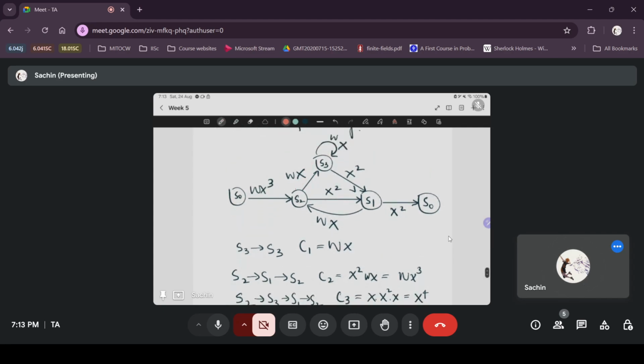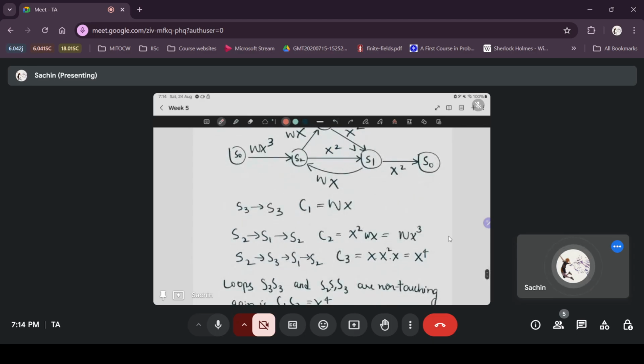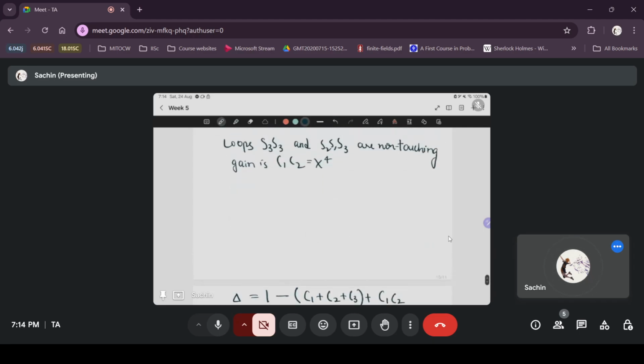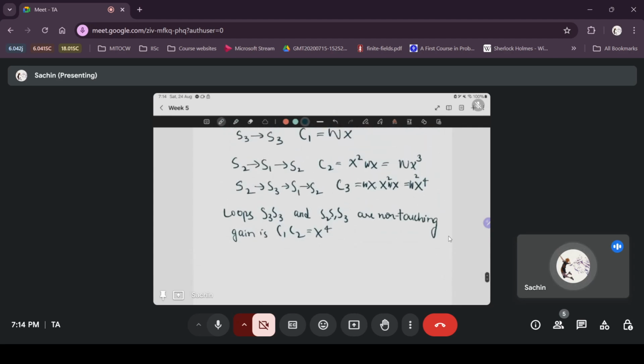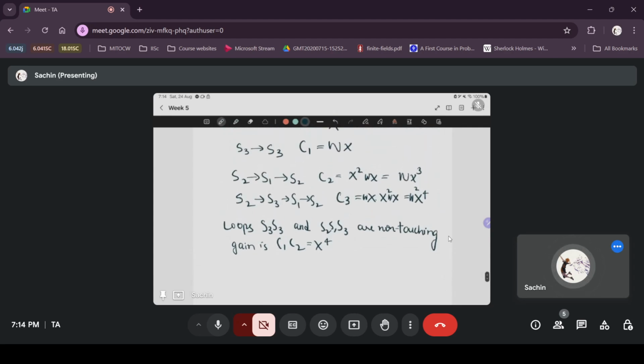In the next loop, you have S2, S3, S1, and S2. You have two W's. Instead of X, you have Wx. So this is Wx, this is Wx. So you have W square x power 4. All right. Then non-touching loops, C1 times C2, W square x power 4, right?